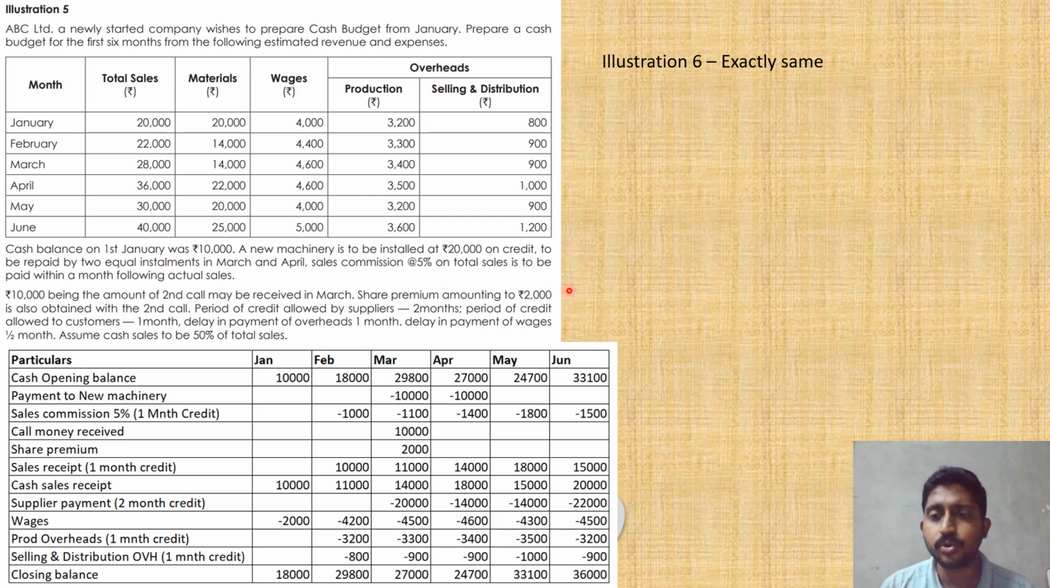Okay, we have to do the cash budget. So ABC Limited, a newly started company, wishes to prepare a cash budget from January. So month on month cash budget we have to make. Prepare a cash budget for the first 6 months, for which the following estimates of revenue and expenses are given. Various departments will give you all the inputs, all those are consolidated, and within the finance department you have to do the cash budget.